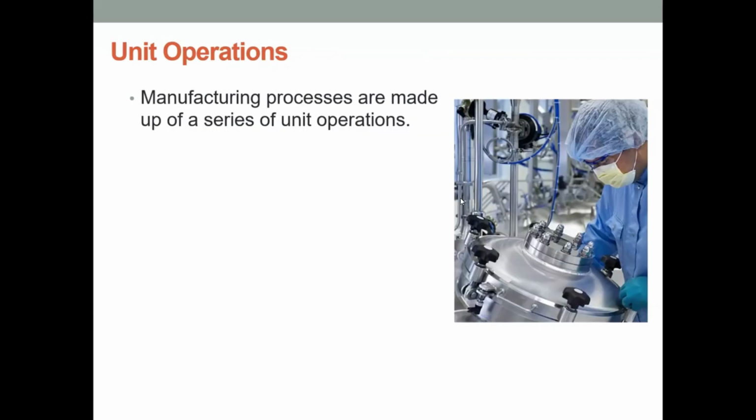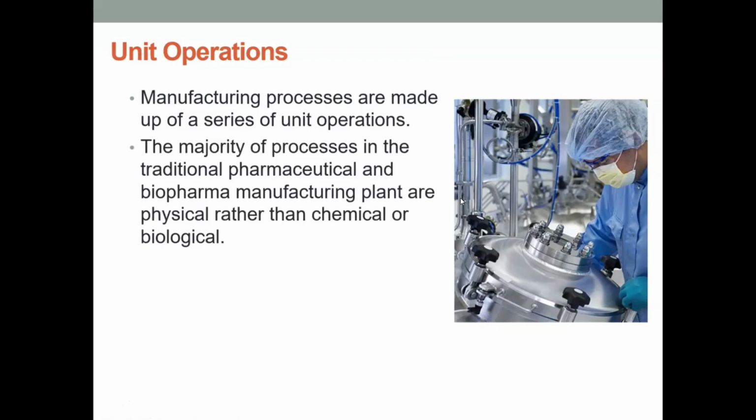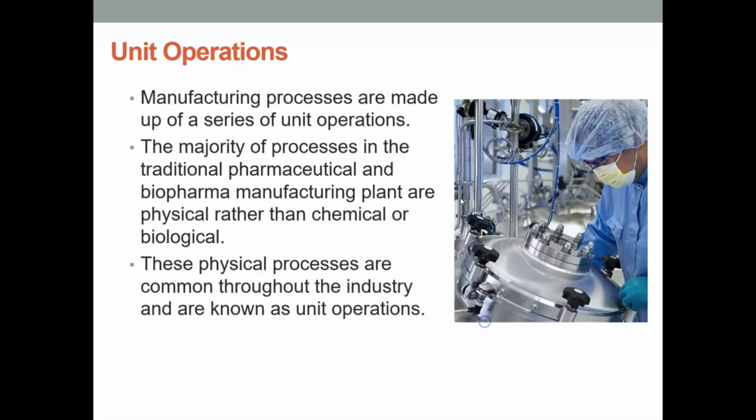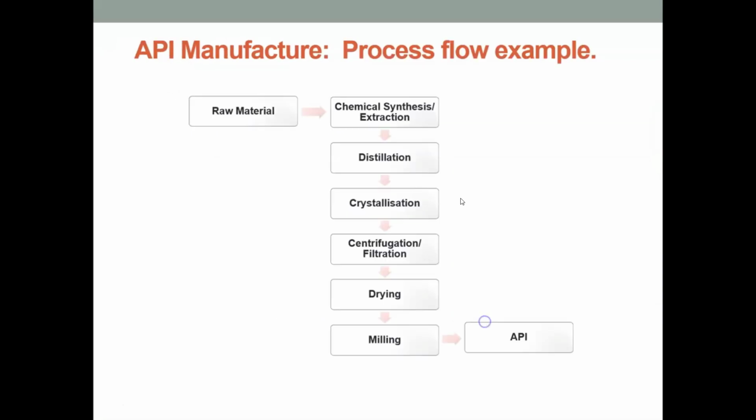Unit operations then. Manufacturing processes are made up of a series of unit operations. The majority of processes in a traditional pharmaceutical and biopharma plant are physical rather than chemical or biological. These processes are common throughout the industry, and they're known as the unit operations. They might be things like mixing, filtration, purification, distillation, etc.